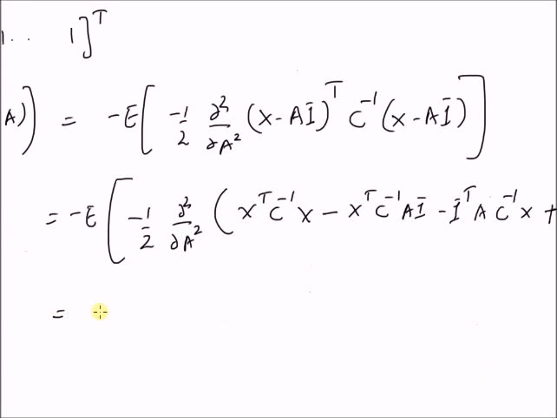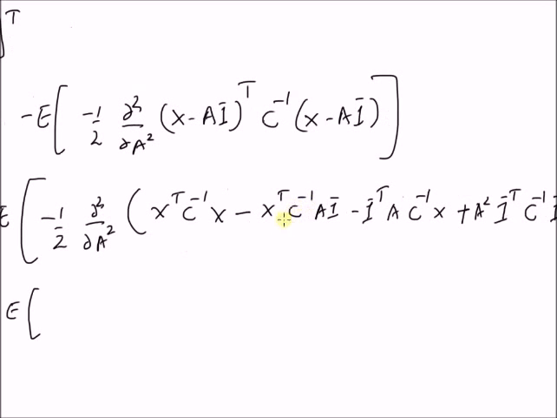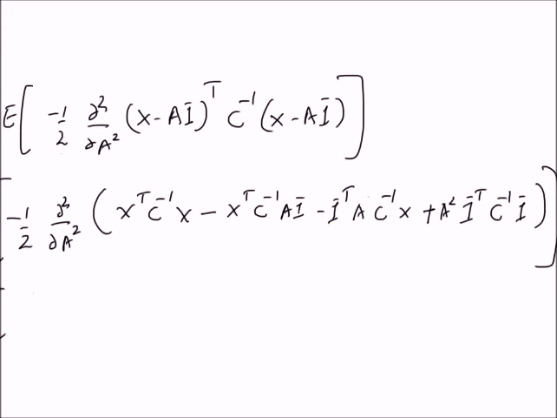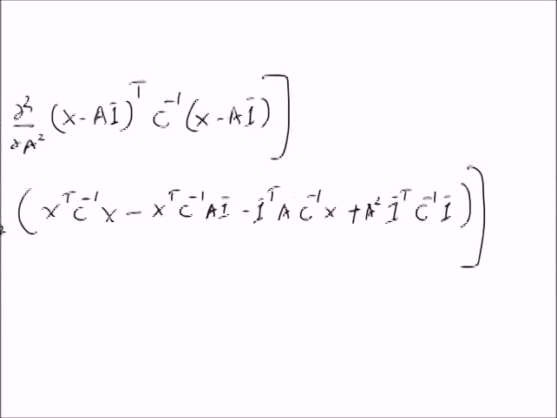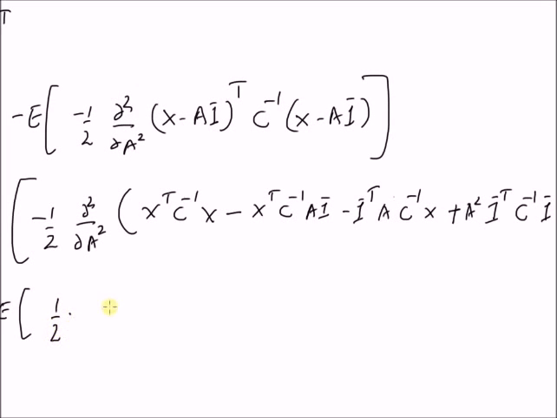and this is equal to the expectation of, and the second derivative of the first term is clearly 0. The double derivative of the second and third terms are also 0, since there is only one A, or A is basically a linear term here. And finally we have A square, so the second derivative is this coefficient. So we have 1 by 2 into 2 times 1 bar transpose C inverse 1 bar. So this is equal to 1 bar transpose C inverse 1 bar.